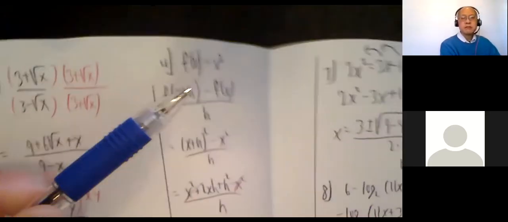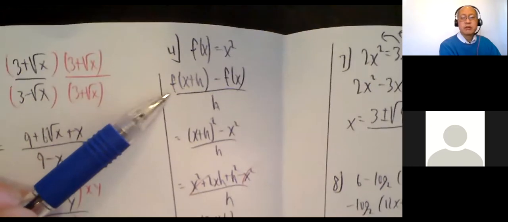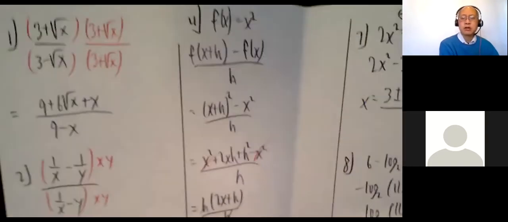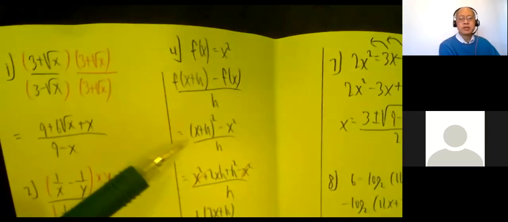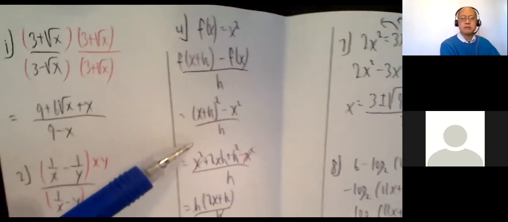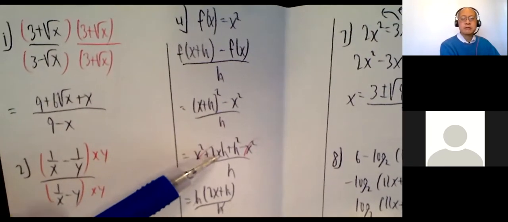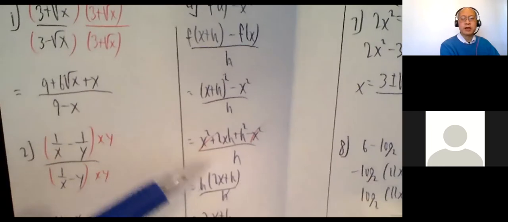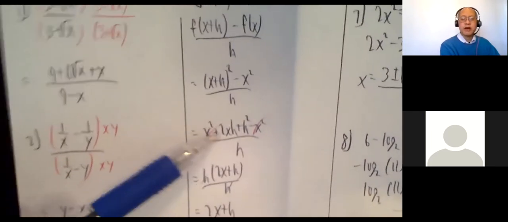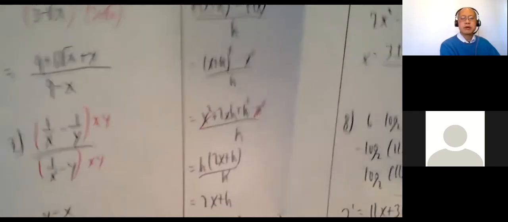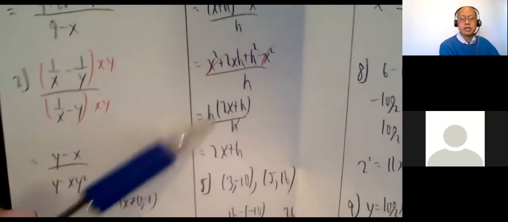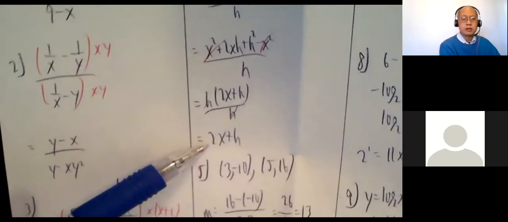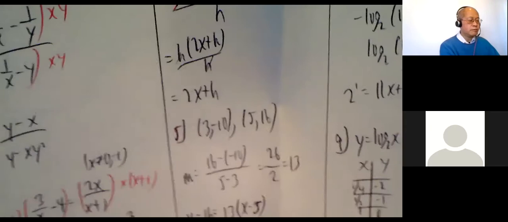Number 4, f of x is x squared. They want f of x plus h minus f of x, all over h. That's x plus h squared minus x squared, all over h. X squared plus 2xh plus h squared minus x squared, all over h. X squared cancels out, factor out an h: h times the quantity 2x plus h, divided by h. H cancels out. Final answer, 2x plus h.